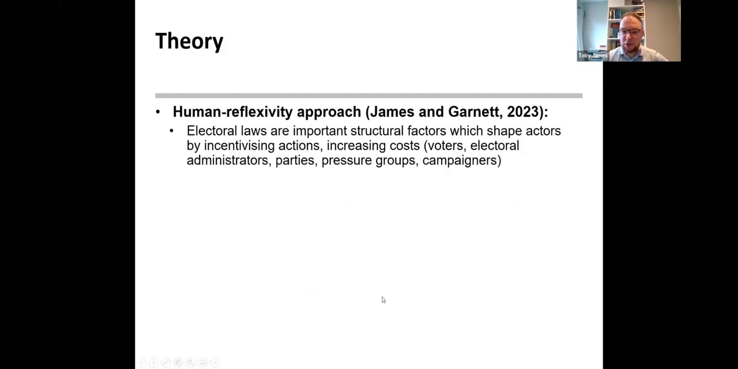So I'll keep the theory brief and short. But broadly speaking, what we do in the paper is we used a human reflexivity approach, which is something Holly and I are working on at the moment. It starts from the principle that electoral laws have really important consequences for voters. They really affect the incentives for whether people vote or do not vote, because they increase the costs of time for participating. So these are really important.